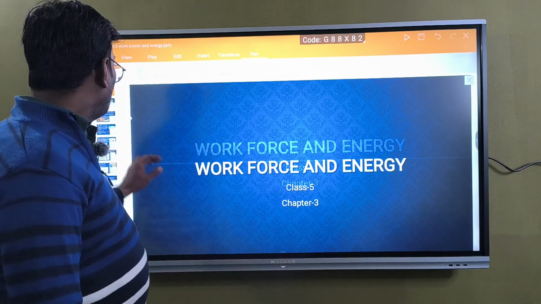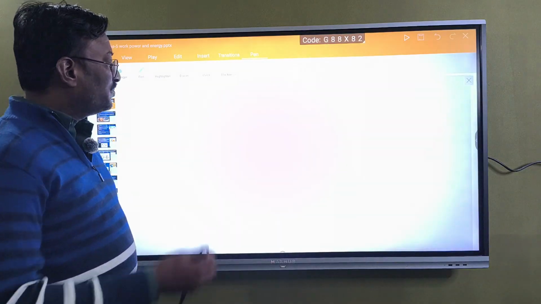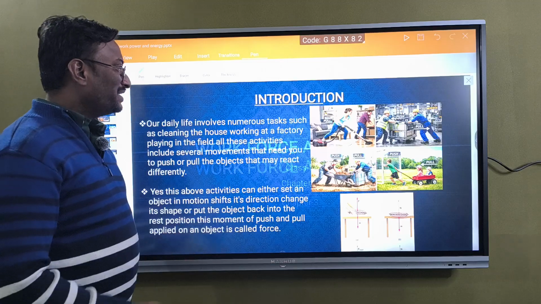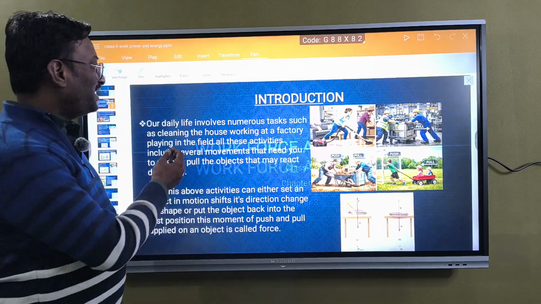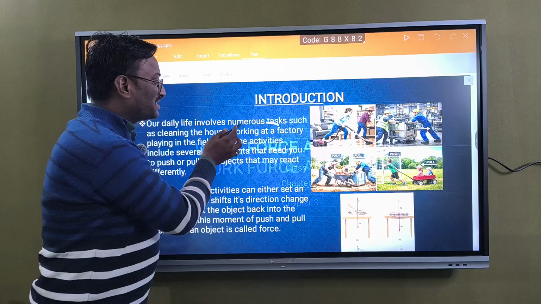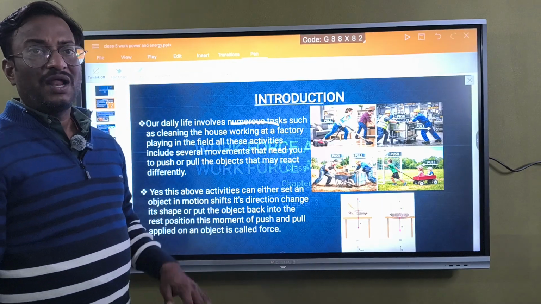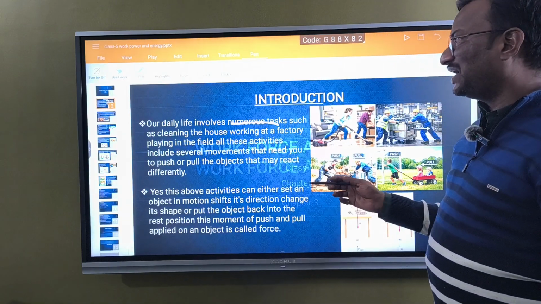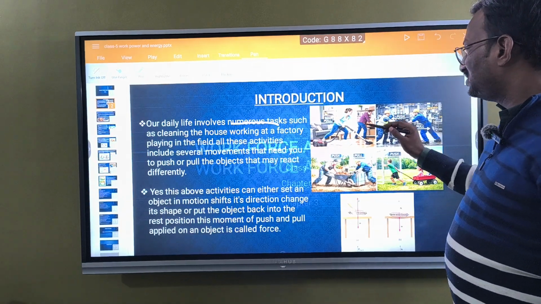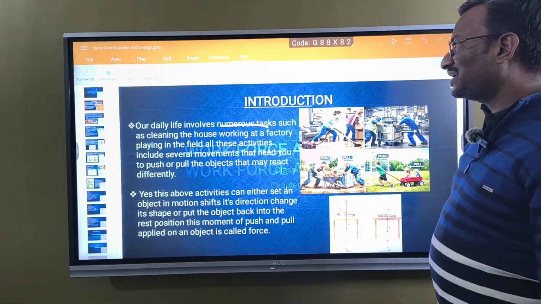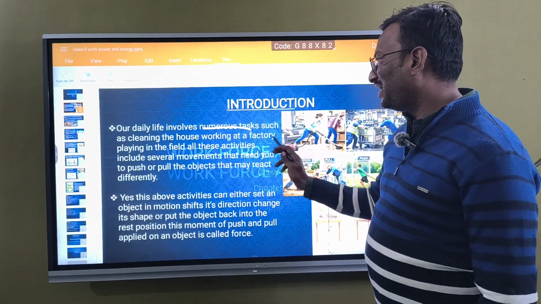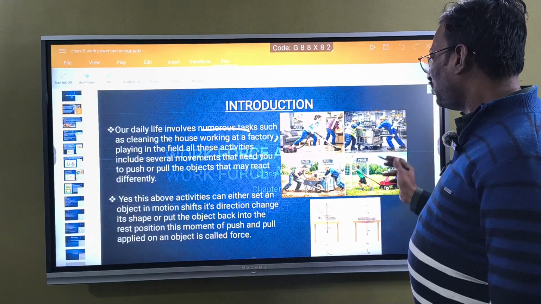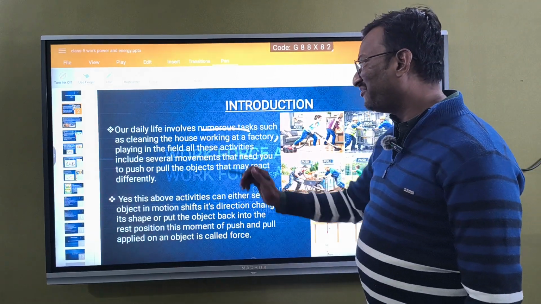See now, we will discuss. We go for introduction. In the introduction, our daily life involves numerous tasks. I mean, a large number of tasks we are going to do, such as cleaning the house. See here, this picture shows cleaning the house, working at a factory. Some persons are working at a factory, playing in the field.